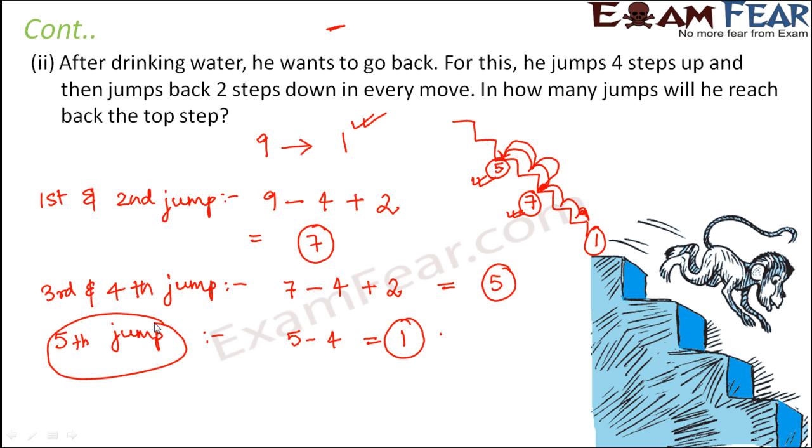So the entire logic behind solving these kinds of questions is that you have to set a convention. If you decide that jumping up is going to be negative and jumping down is going to be positive, you have to follow the same convention throughout the problem. For example, in the first part of the problem, we considered jumping down as positive and jumping up as negative, and we followed the same convention here also.